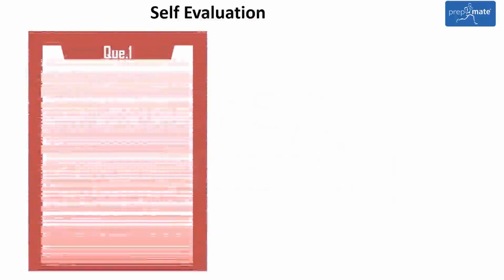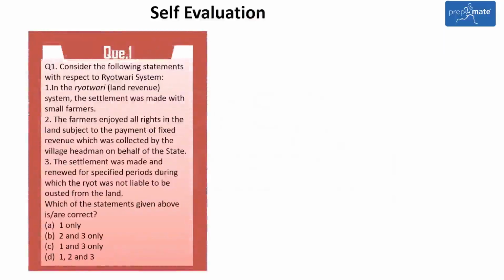Let us evaluate what we have learnt on land revenue systems. Question 1. Consider the following statements. Statement 1. In the Royatwari system, the settlement was made with small farmers. This statement is correct. Statement 2. The farmers enjoyed all rights in the land subject to the payment of fixed revenue which was collected by the village headmen on behalf of the state.